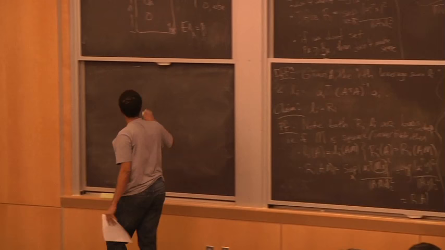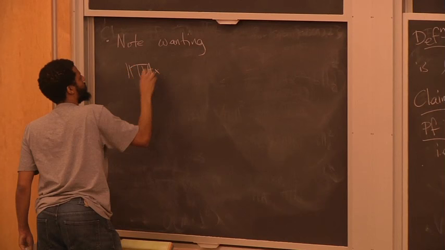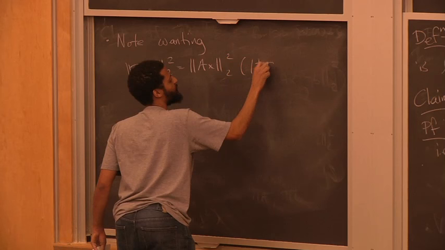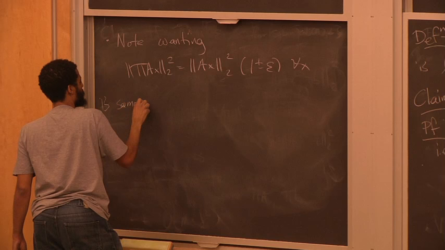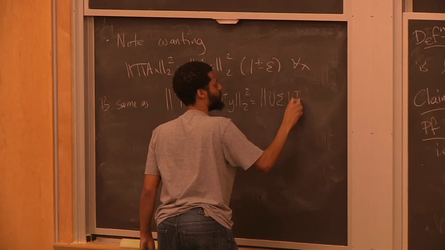I should note that wanting the L2 norm squared of Pi A x to be equal to the L2 norm squared of A x, up to 1 plus or minus epsilon, for all x, is the same as, what is A? A is U Sigma V transpose. So the L2 norm squared of Pi U Sigma V transpose y is equal to that of U Sigma V transpose y up to 1 plus or minus epsilon for all y.